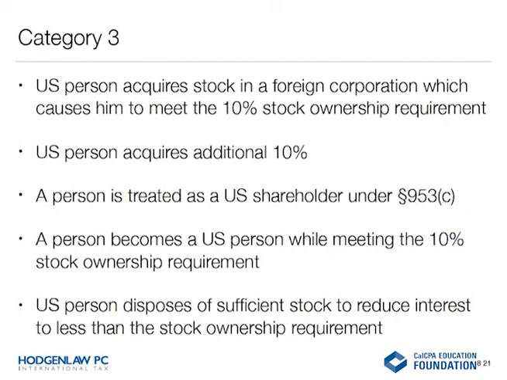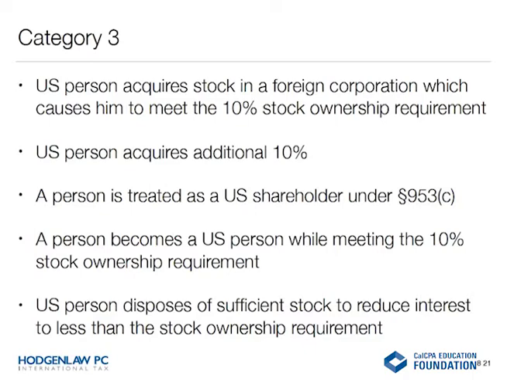First, a U.S. person who acquires stock in a foreign corporation, which causes him to meet the 10% stock ownership requirement. So anything that gets him up to or above 10%. If a person acquires an additional block of 10% of the corporation in a year. If a person is treated as a U.S. shareholder under Section 953(c), and that's related to captive insurance companies. We're not really going to talk about those today, but it's on the list because it exists.